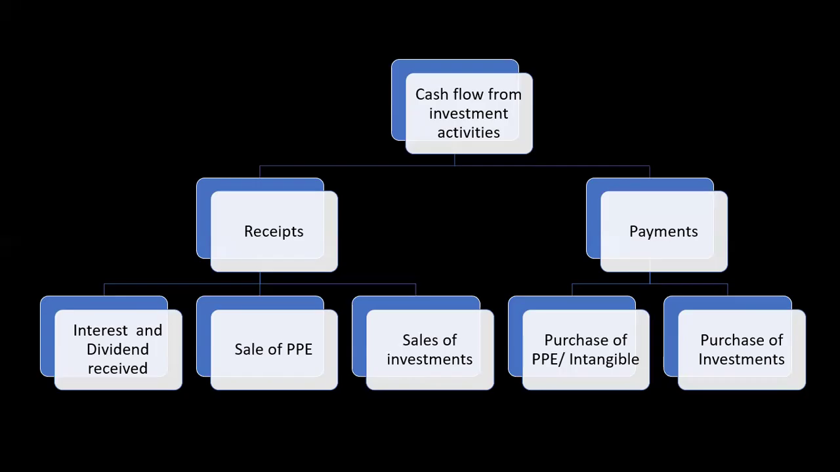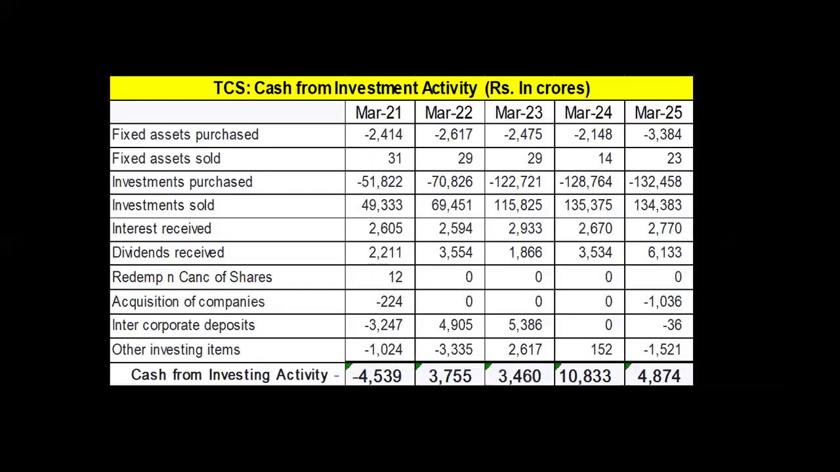Unless, of course, you observe there is a transfer of money to a shell company or a group of shell companies. Observe the composition of the negative CFI. Let us see the CFI of TCS. So TCS, they have been purchasing investments. We can see that. These are all standalone balance sheet data. They're also selling investments.